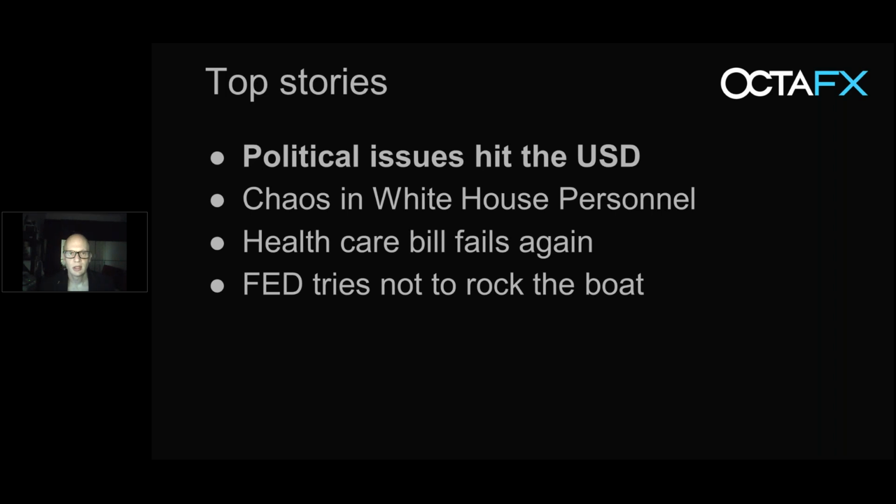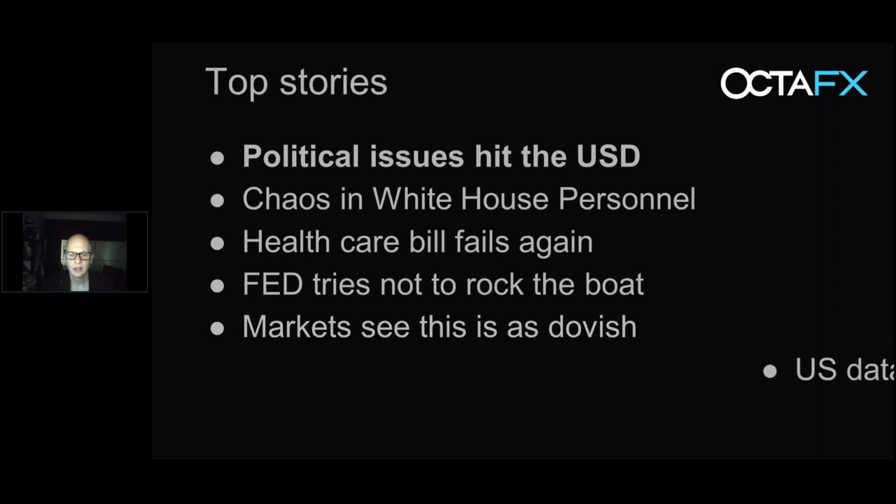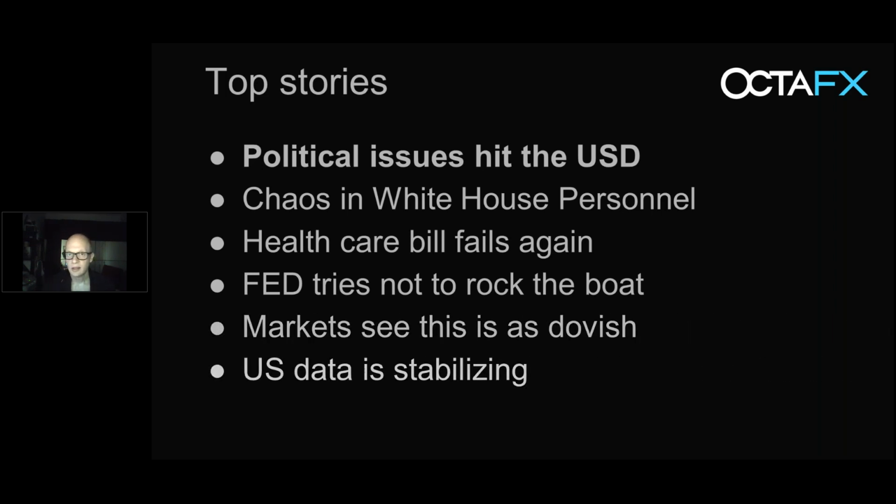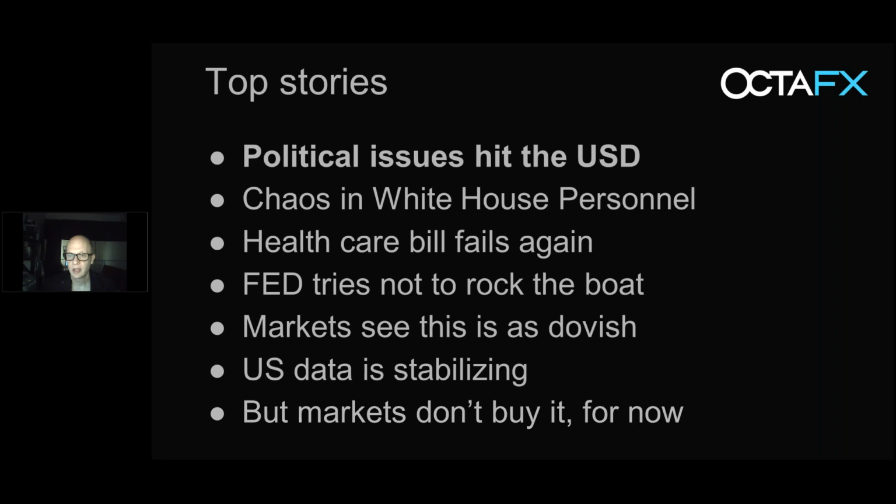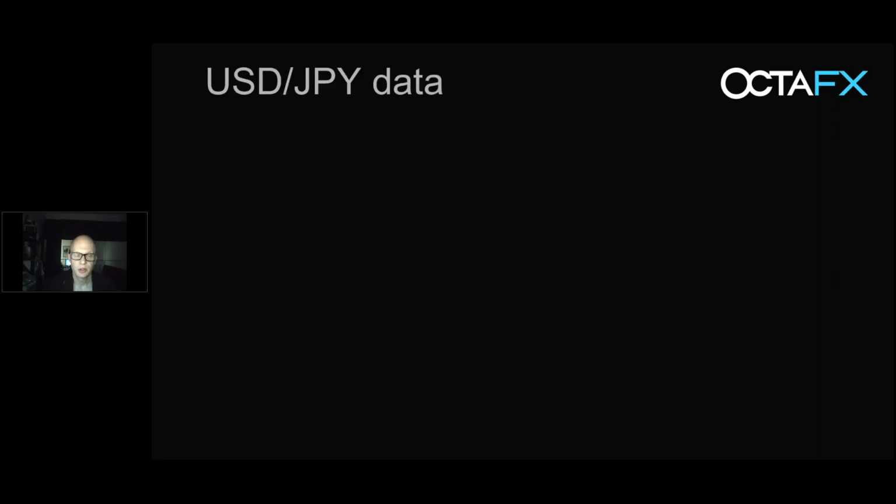We had the Fed decision last week. The Fed tried not to rock the boat, but markets saw it as dovish because there was no clear hint about a rate hike. US data is actually getting a bit better. We'll show that soon, but markets don't buy it, at least for now. The US dollar remains under pressure.